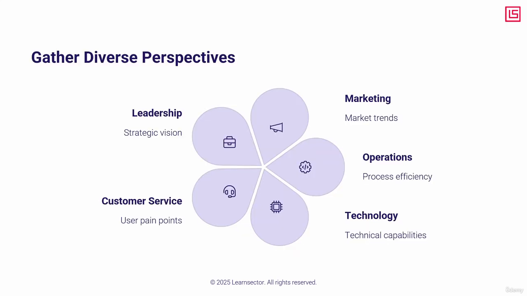A useful way to approach SWOT is to gather perspectives from across your organization. Include people from marketing, operations, technology, and customer service. Each group sees different patterns and pain points. For example, while leadership may see a stable revenue stream as a strength, the customer support team might notice rising complaints, a possible warning sign of a deeper weakness.